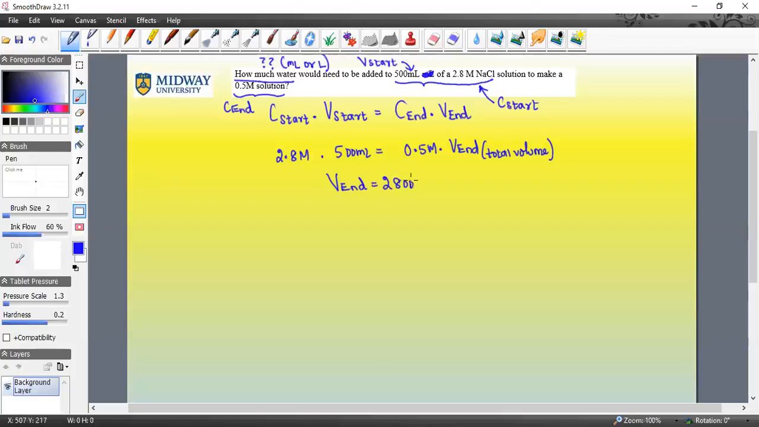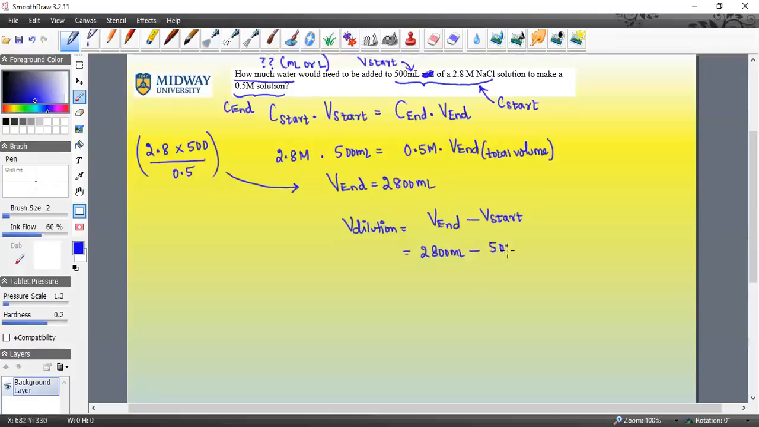V end equals 2,800 mils. You do not have to do anything unless the question specifically asks you for liters, then you don't need to do any conversion. So basically what I did is 2.8 times 500 over 0.5. That'll give you V end. But is the question asking for the total volume, or how much do you need to add to the existing 500 mils to make it 2,800? So to find the volume, I'm going to call it V dilution. You have to take your V end and subtract the V start from it. That is 2,800 mils minus 500 mils equals 2,300 mils. This is the answer.